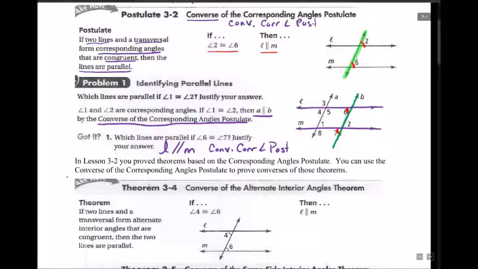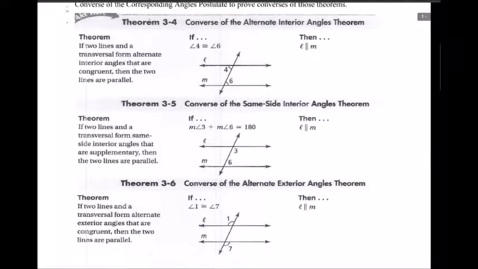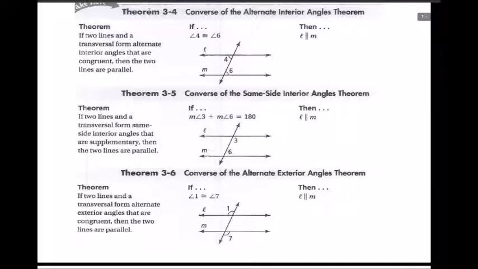It says if I have two lines cut by a transversal and corresponding angles are congruent, then I can say my lines are parallel. So you can see that this is just the converse of what we did last lesson. Last lesson, our lines were parallel. We could say our angles are congruent. This lesson, our angles are congruent. So we can say our lines are parallel. So let's look at our next few theorems here. I'm sure you can guess at what they are going to be.